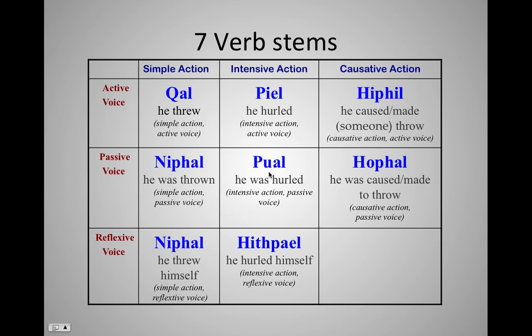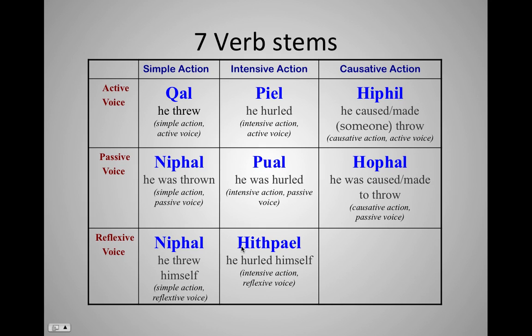In the block below PL, we have a stem that sounds almost like it, but it's pu'al. Pu'al is very similar to PL. It's also intensive action, but it's passive voice. So where we have the active voice in PL, he hurled, that becomes passive in pu'al. An example sentence there would be he was hurled. In that sentence, our subject, he, is not performing the action, but the action is being performed upon the subject. So pu'al is our second intensive action stem.